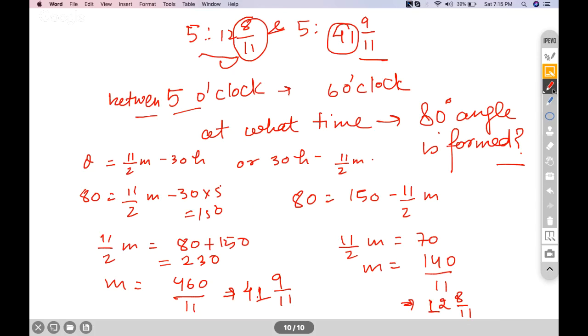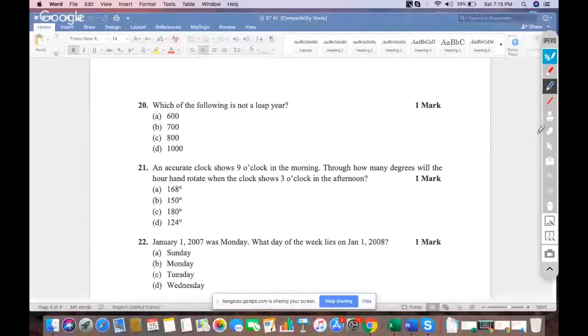Okay, next question. Let me go to the sheet. Solve this question 21.